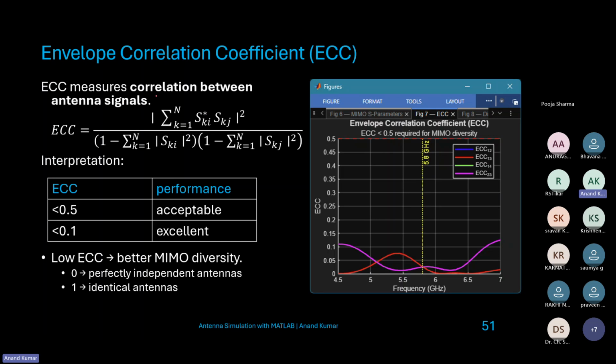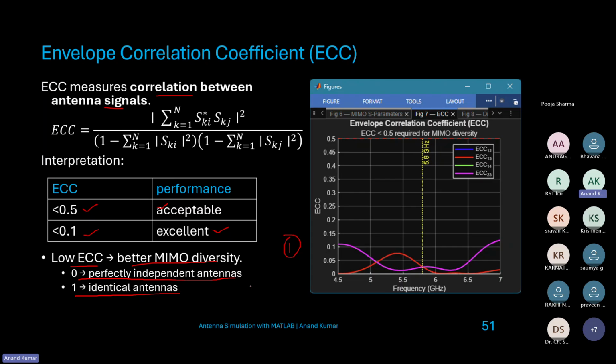So the ECC is a measure of correlation between the antenna signals. The general trend is if the ECC is below 0.5, it is acceptable, and if it is below 0.1, it is excellent. A low ECC is better for MIMO diversity. Zero is for perfectly independent antennas, and one is for identical antennas. It means all your antennas are listening to the same thing, so there is no diversity in the signals that you're receiving. It essentially means that you would be better with just one antenna.